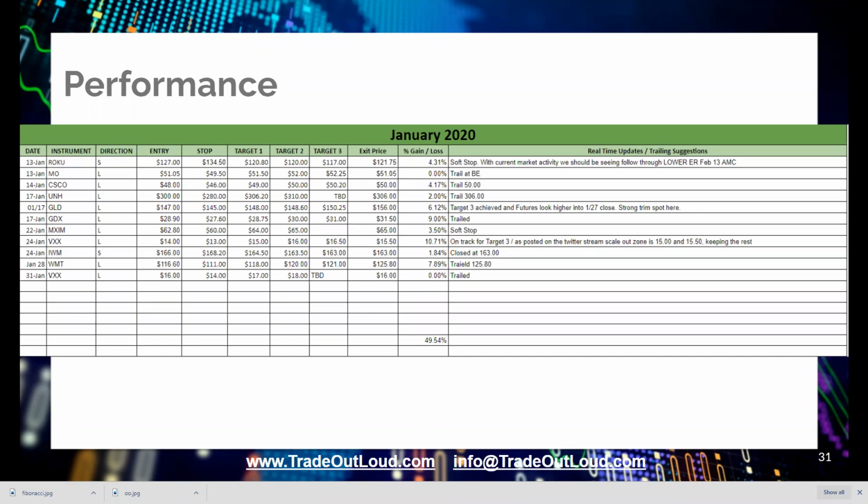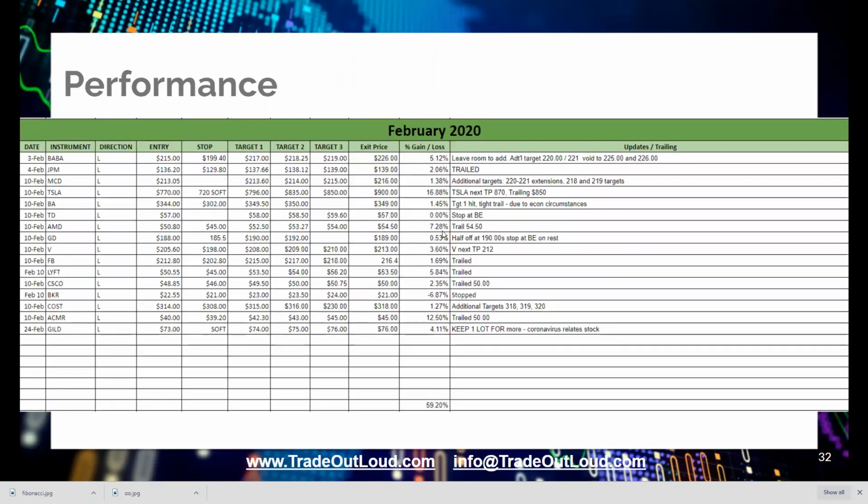If I have trades that are ongoing, I'm just in trail mode. I set alerts, so I take the time off to enjoy my family. But January was a very good month. You can see that we closed with 49.5%, and in very few trades, you can see that 100% batting average right here.